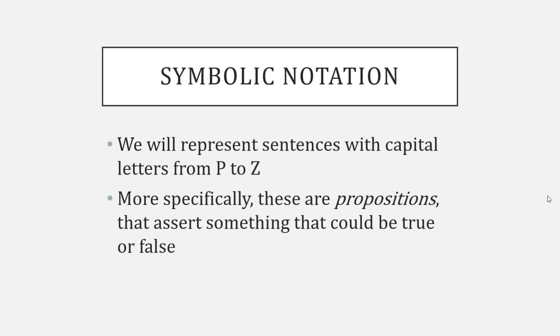Okay, so a couple of conventions to get on the table right now. We're going to represent sentences with the letters from P to Z. We've got other plans for the letters from A to O. That's why we're choosing P to Z. It'll come back later. The capital letters A to O will have a different job later in the course. Right now, sentences are going to start from P to Z. More specifically, they're not just sentences. There's something more specific than that. They are propositions. Okay? This is a philosopher's term for a sentence that could be true or false.